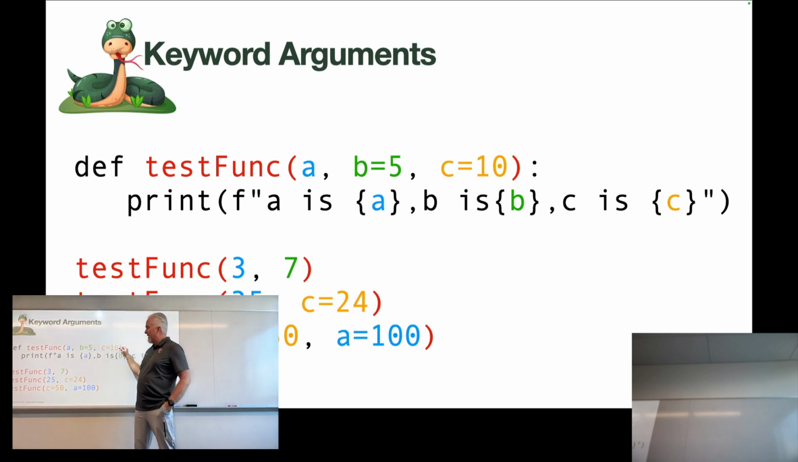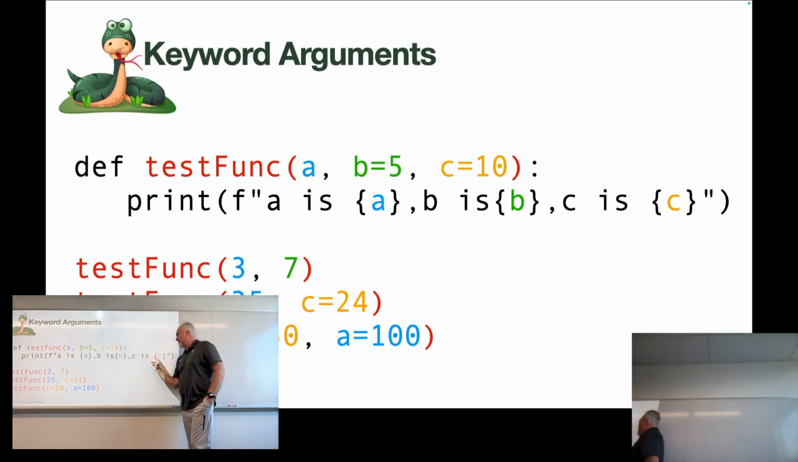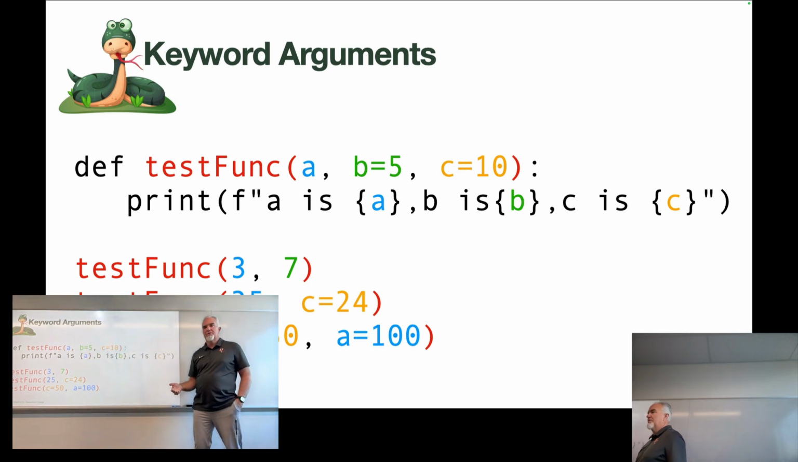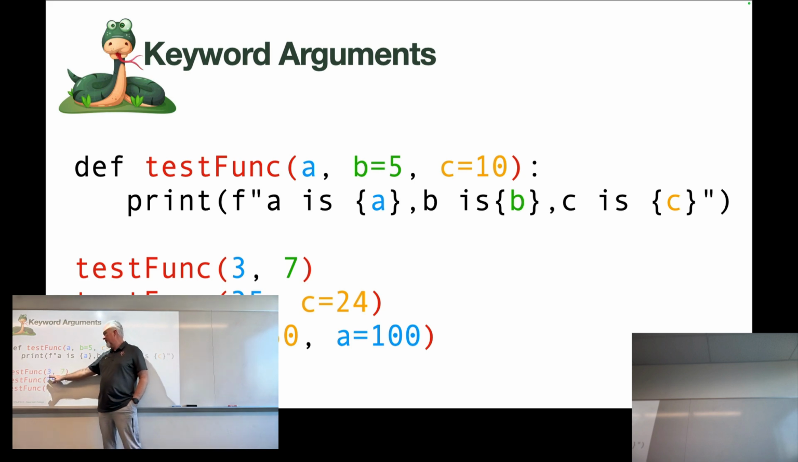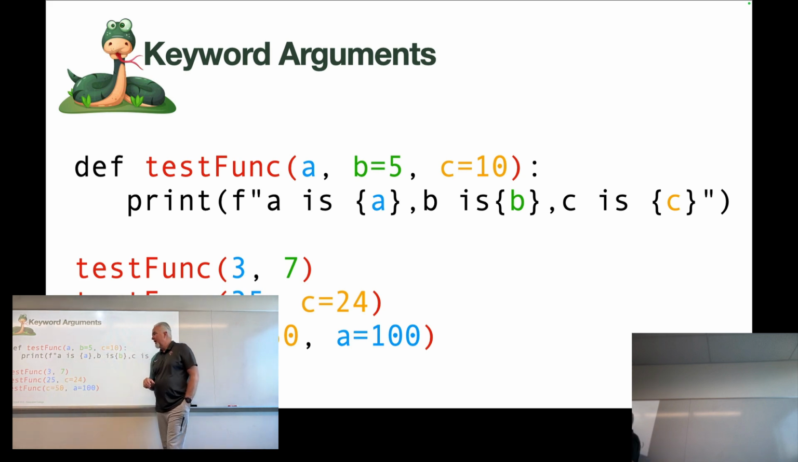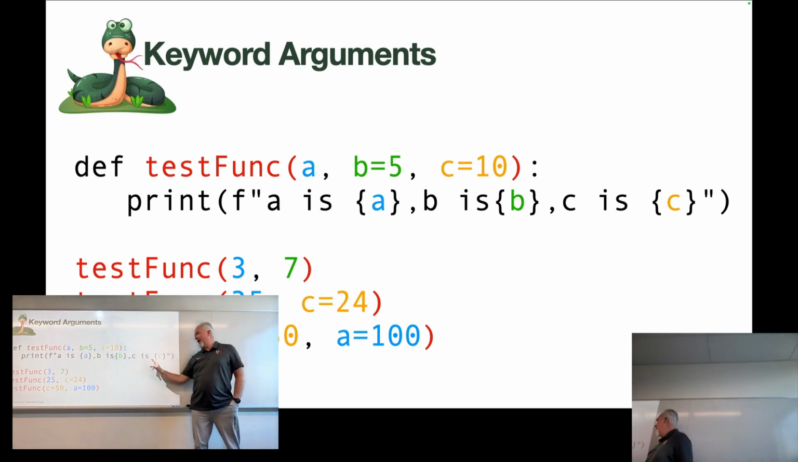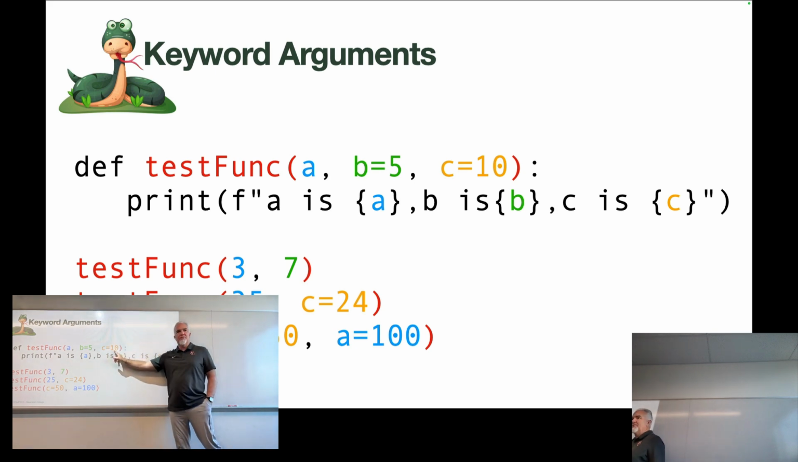So when I run this, all it does is print A is blank, B is blank, C is blank. It prints the values of the parameters. Very simple function, but good for this purpose. So if I give it test function and I say 3 comma 7, it will print 3, 7, and what? What will it print here? 10, right? Because 10 is the default argument.